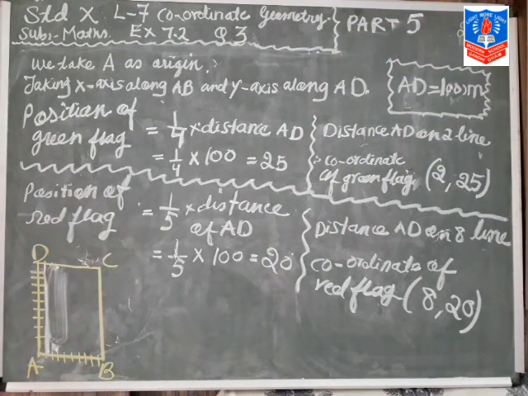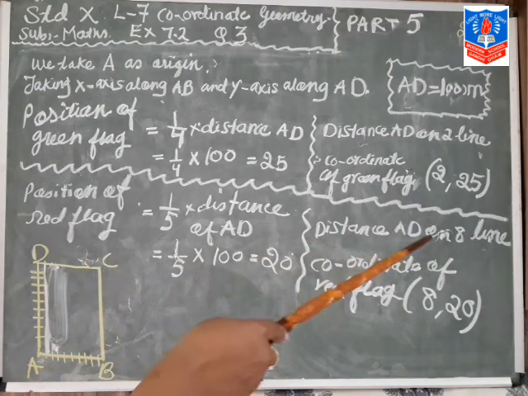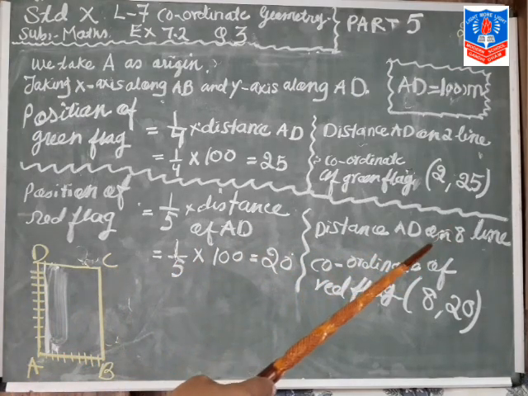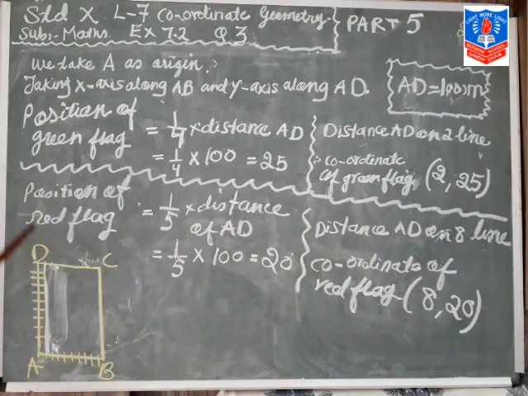Similarly, position of the red flag. Okay, now here it is given Preet runs 1/5 distance AD. Okay, the position of the red flag, AD, 8th line. Okay, so here it is given the distance AD on the 8th line. Okay, and the position of the red flag.